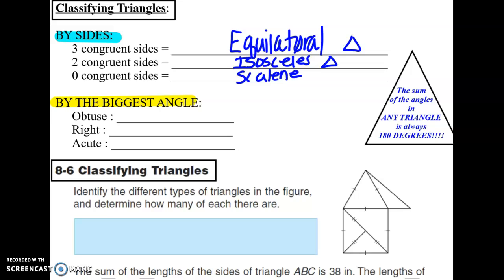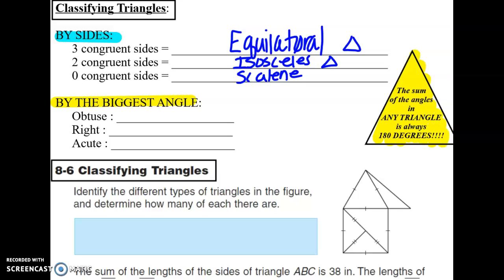Remember, if we have all 3 sides congruent, we have 3 congruent angles. If we have 2 sides congruent in an isosceles triangle, you're going to have 2 angles that are the same size. Remember also that the 3 angles in any triangle always add up to 180.